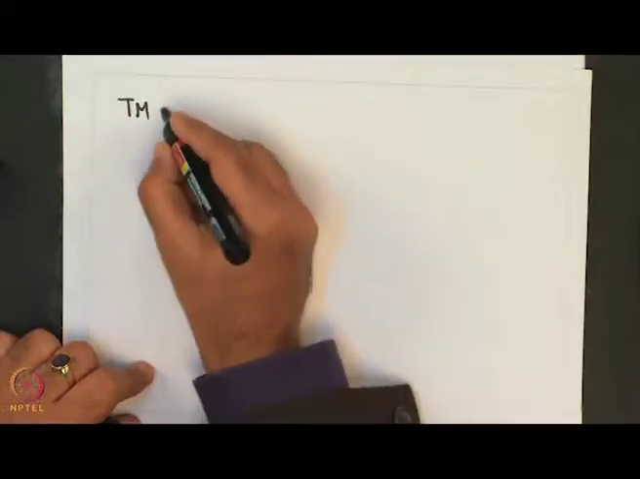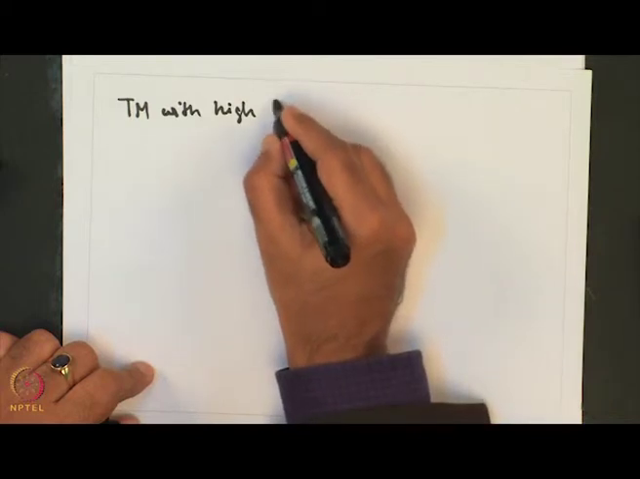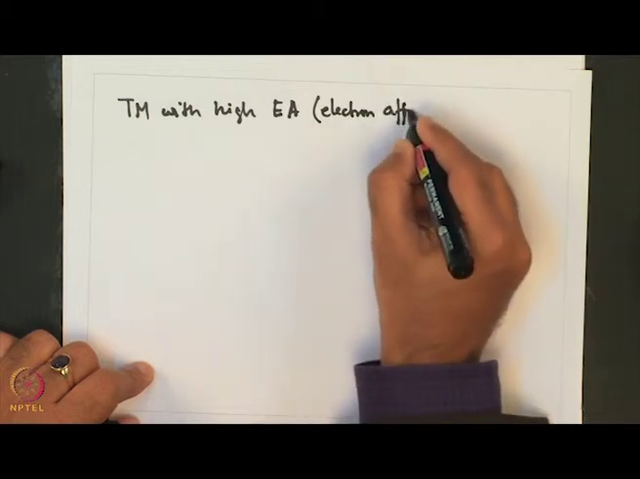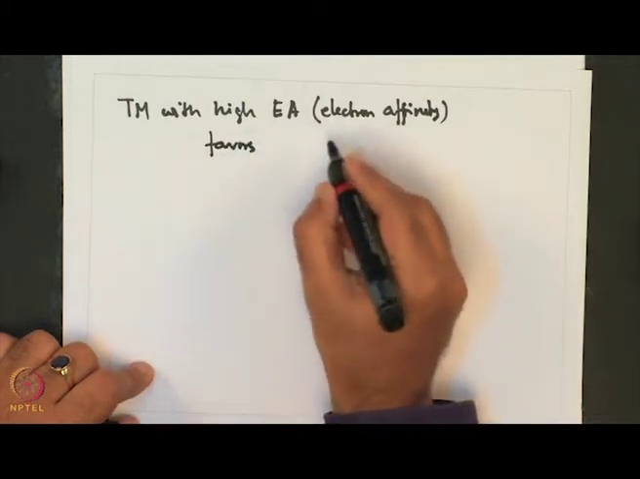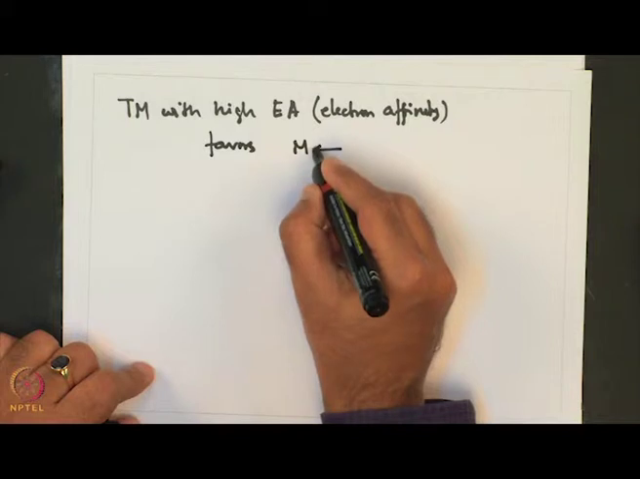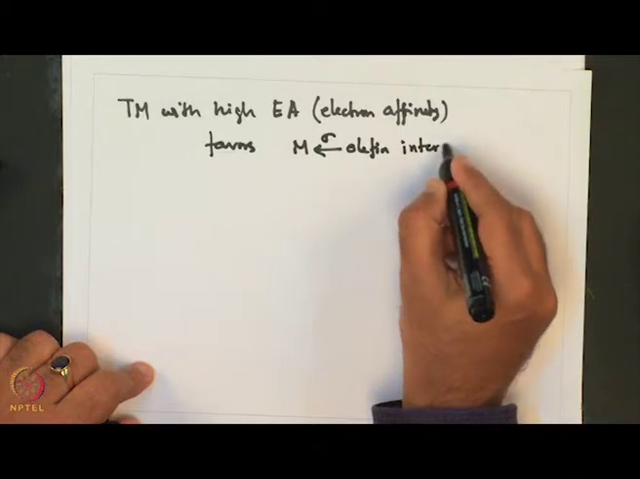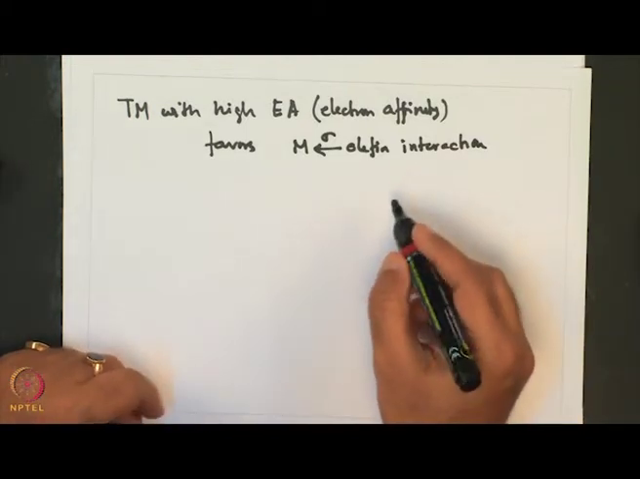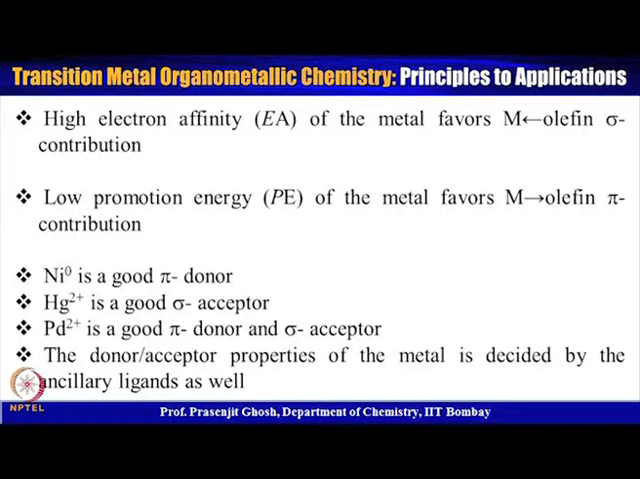For example, a transition metal with high electron affinity favors olefin to metal sigma interaction. So, that means that if the metal has a high electron affinity, then it would prefer a very strong, intense sigma interaction with the olefin. That means that the first coordination is very strong.